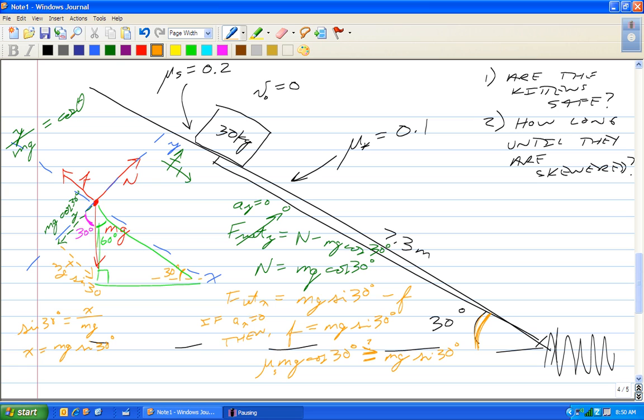Okay? Now, why did I not want you to substitute? Yeah, the mg's cancel on both sides. And I'm asking, hey, is static mu greater than or equal to tan 30 degrees? Right, I divided both sides by cos 30. And what is tan 30?